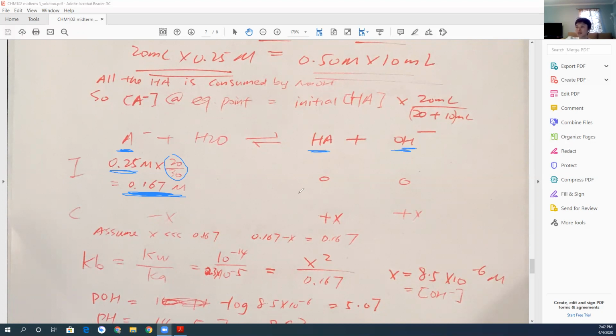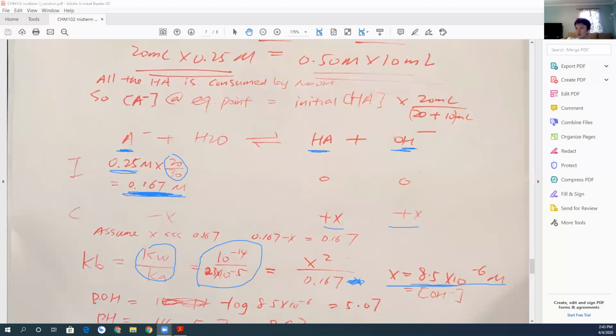Based on the Ka value, we can calculate Kb. In this case, you generate hydroxide, so we should use the Kb value. Kb is equal to Kw divided by Ka. So you can calculate this Kb value, and Kb will be equal to x squared divided by 0.167 minus x. We assume x is very small, so we can just use 0.167. So calculate x, which is the hydroxide concentration.